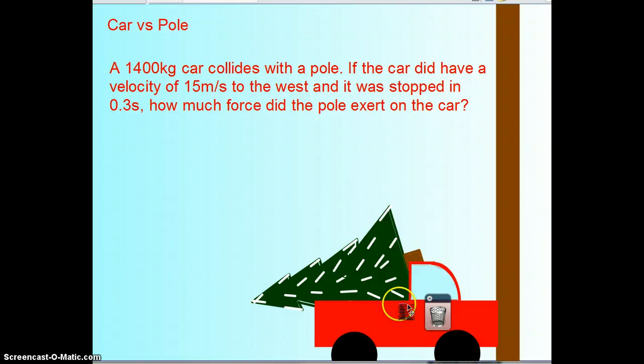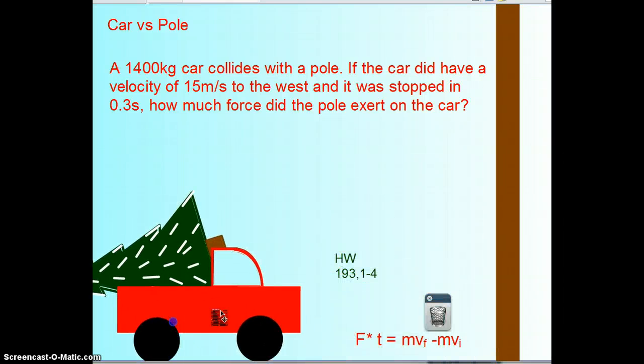Alright, going over the homework that is on page 193, 1 through 4. We're looking at problem number 1. In problem number 1, a 0.5 kilogram football is thrown with a velocity of 15 meters per second to the right. A receiver catches it and brings it to a rest in 0.02 seconds. What is the force exerted on the ball by the receiver?